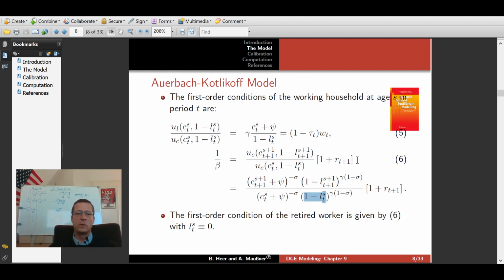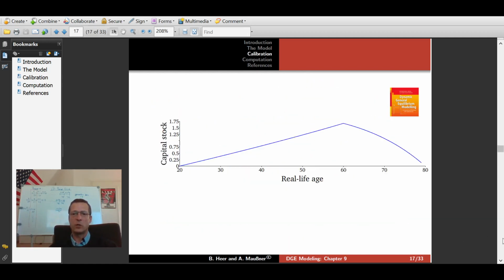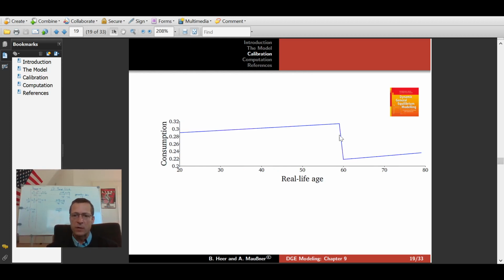The discount rate 1 over beta minus 1 is smaller than the interest rate, and therefore we have an increasing consumption profile over time, except for the period when we retire, when leisure goes up from 60% to 100% or 65% to 100% at age 60. So this describes the logic of our consumption age profile in the model.